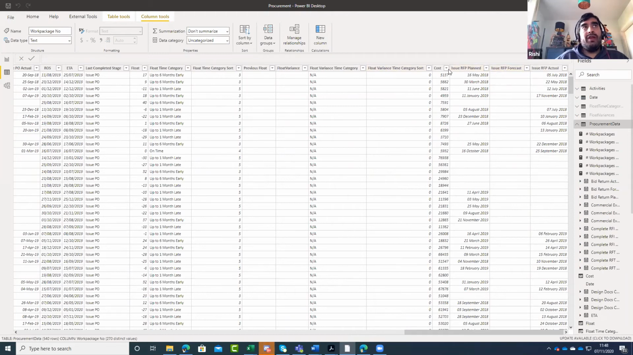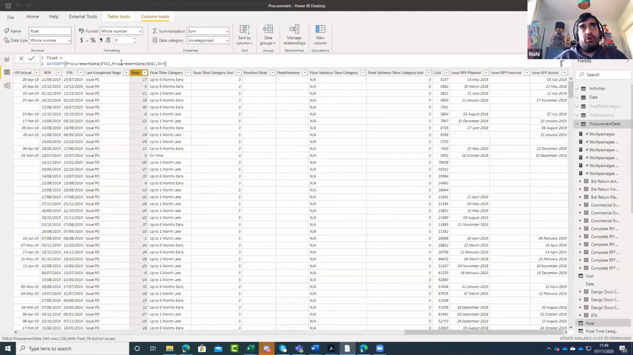the ROS ETA. And then I've got some calculated columns. So again, I can do these in the query editor. I can do them in DAX. I think I've done some of them in here. So last completed stage. So which is the stage that it is currently at, essentially what is the last completed stage. What is the float, the difference between your ETA and your required on site. And then float time category.